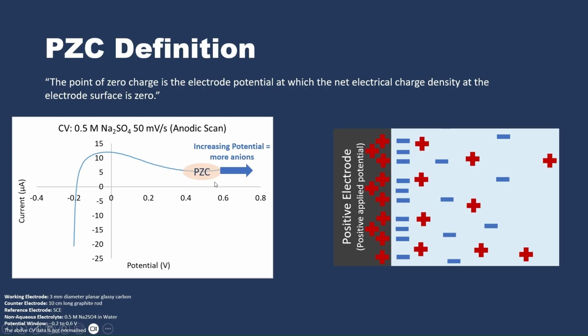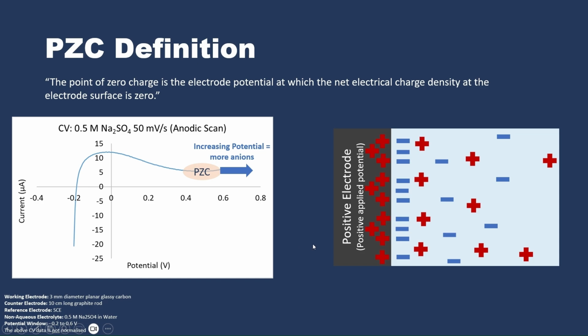If you move to the right of the PZC, so you increase the potential, as you can see here, we've added some more charges to our electrode. We're going to have more anions move up from the bulk of the electrolyte and adhere to the surface. So you see more anions at the interface on the right of the point of zero charge.